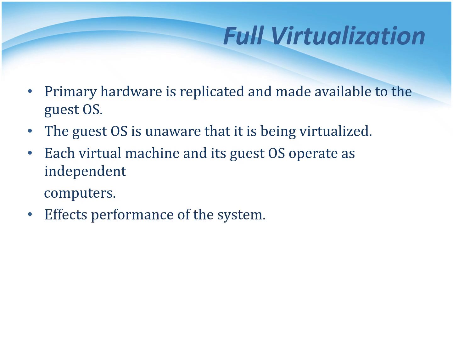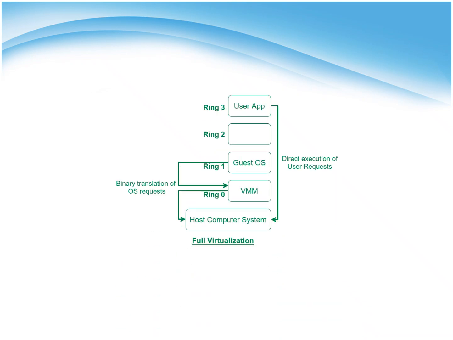They feel like the entire resource belongs to them, so they are independent computers. This affects the performance of the system because the same hardware is replicated for each guest. Sometimes it will affect performance if there are more guests on that OS. So in full virtualization you have the host computer system, the virtual machine, and the guest OS. Everything they will have access to. That is full virtualization.